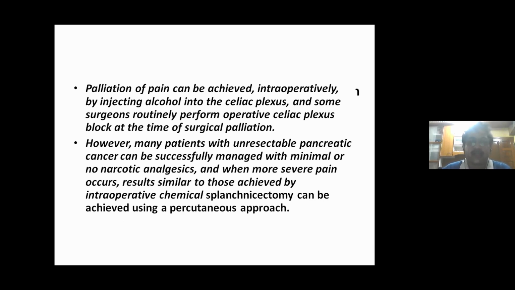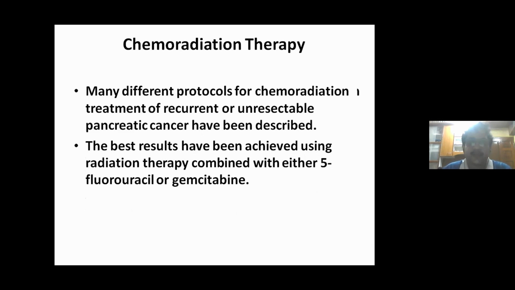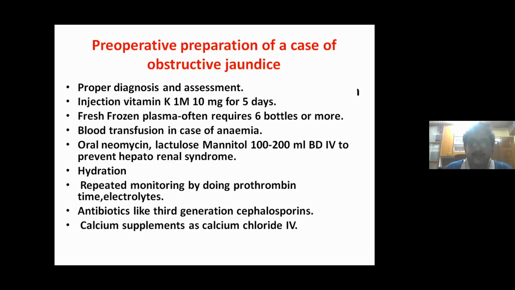However, many patients with unresectable pancreatic cancer can be successfully managed with minimal or no narcotic analgesics, and when more severe pain occurs, results similar to those achieved by intraoperative chemical splanchnicectomy can be obtained using a percutaneous approach. Chemoradiation therapy. Many different protocols for chemoradiation treatment of recurrent or unresectable pancreatic cancer have been described. The best results have been achieved using radiation therapy combined with either 5-fluorouracil or gemcitabine.